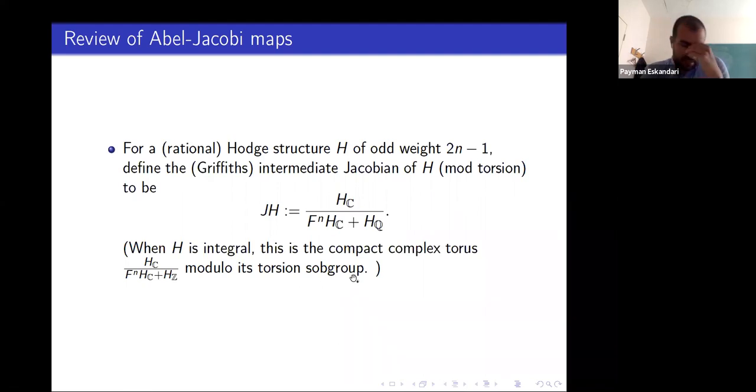One thing that I want to say about that compact complex torus is that in general, even if you're dealing with the cohomology of a smooth projective variety, this compact complex torus is not going to be an abelian variety. It's not going to be algebraic. For basically the lowest degree and highest degree, you're going to get Albanese and Picard varieties, and then for all weights in the middle, you're probably not going to get anything algebraic. So by JH, we mean this quotient here.